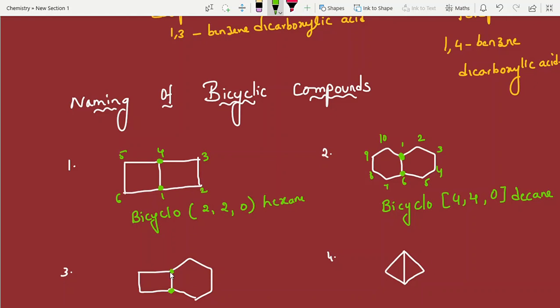Now try to understand and try to do this one. Yes, this is the bridge. Can you give the numbering, students? Yes. 1, 2, 3. Next tell me. 4, 5, 6, 7, 8. Next tell me what is the numbering here? Bicyclo. Yes. Bicyclo.